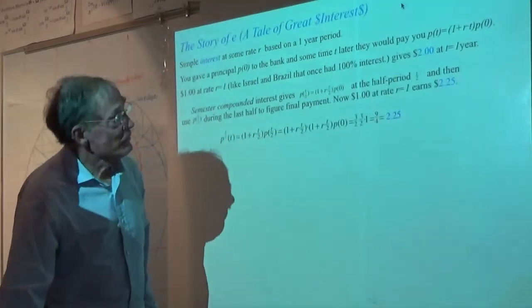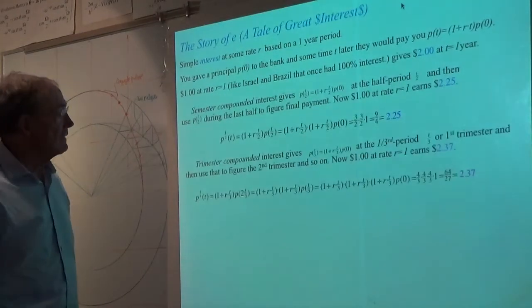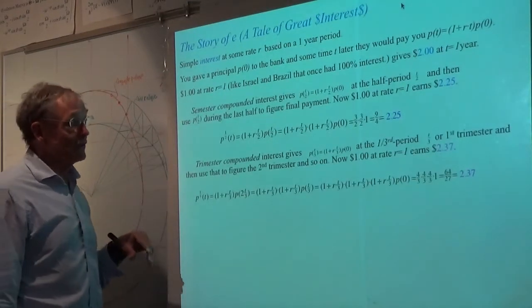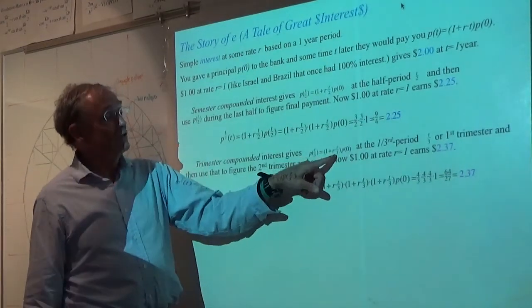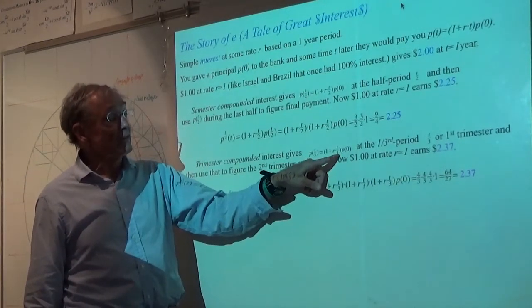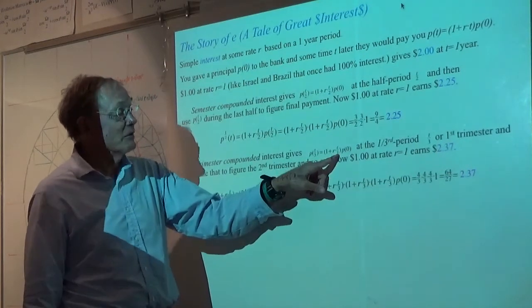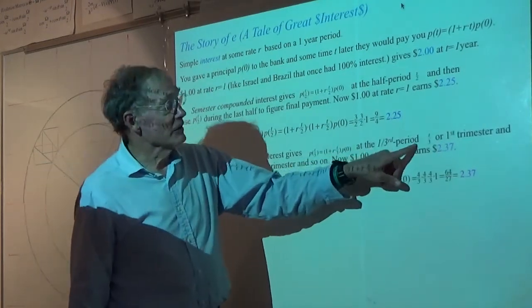So this is what we want to generalize. Trimester. We do it at the third point. Okay, at time equals 3, I do the rate times the elapsed time, which is only 1/3 of the period now that we're talking about.